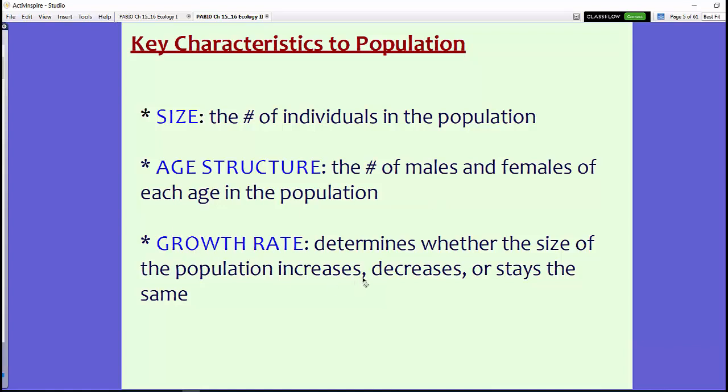And the last one here is growth rate. Growth rate determines whether the size of the population will increase, decrease, or stay the same. And we'll talk about some of those factors of growth rate in a few seconds.